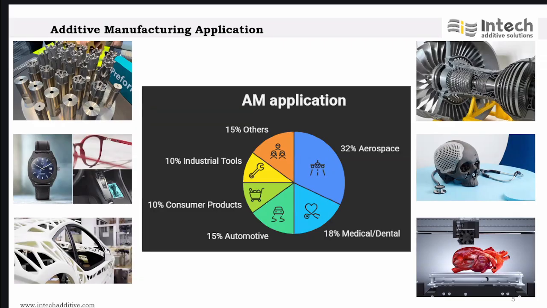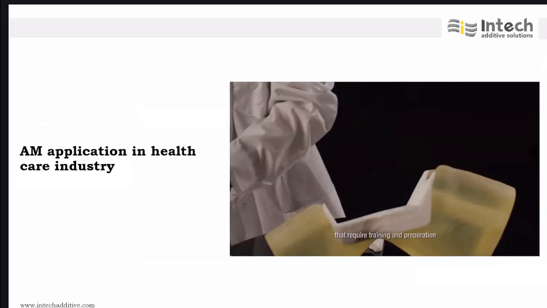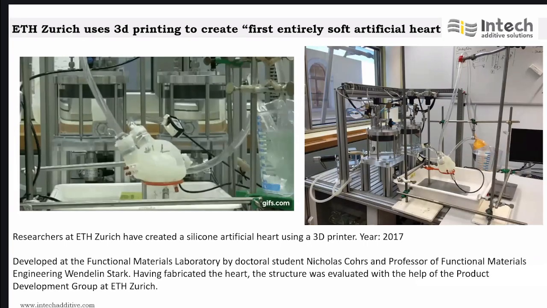So now we would like to focus on the application of AM in the healthcare industry. This is one case study, where a silicone artificial heart has been 3D printed. It was actually done at the Functional Materials Laboratory. They have fabricated this particular heart, and the structure was evaluated with the help of the product development group at ETH Zurich in Switzerland. And this is one case study.